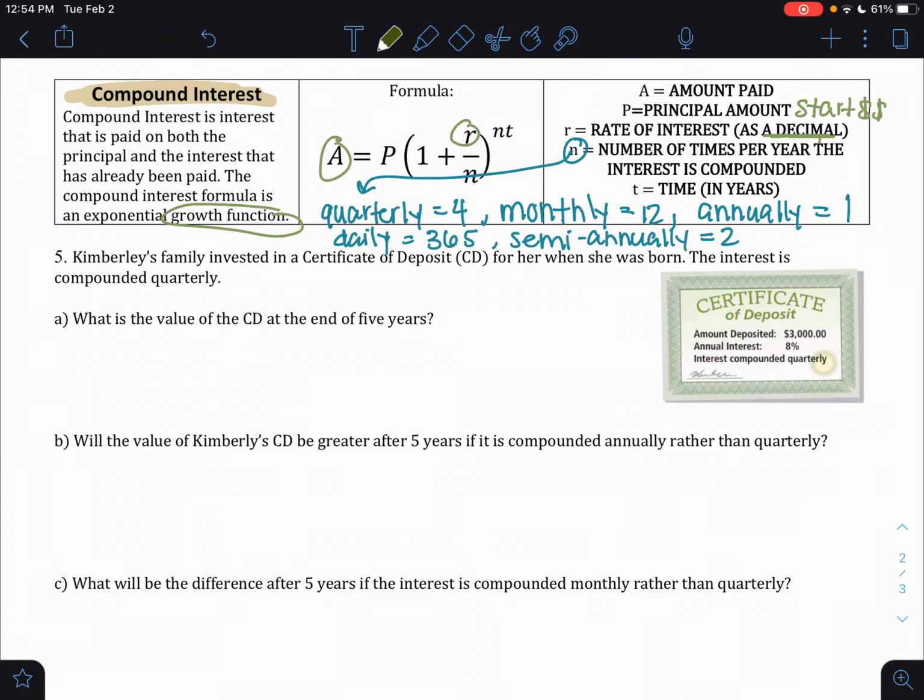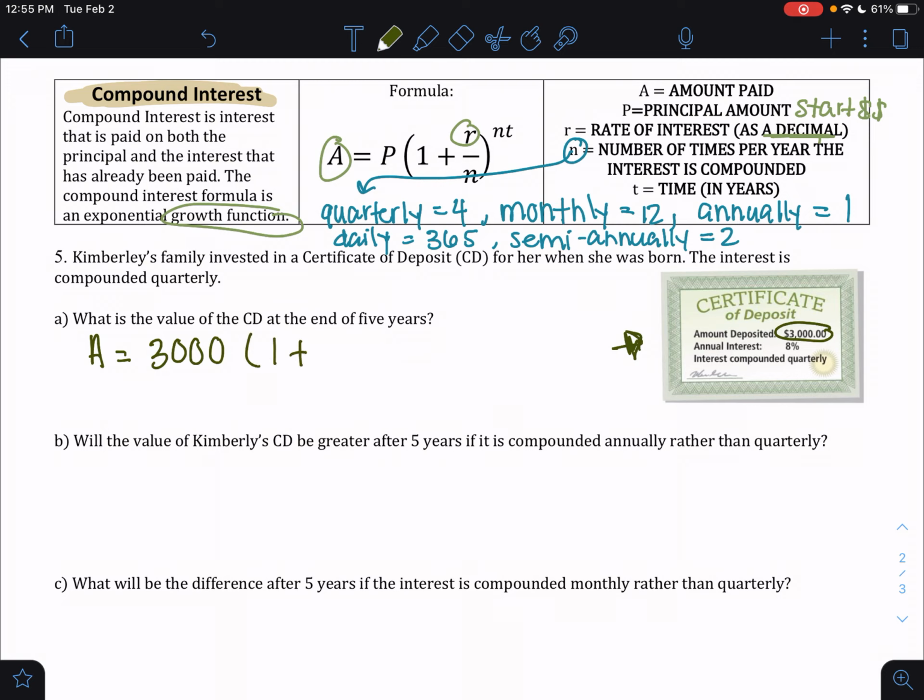So let's go on to our first word problem. Kimberly's family invested in a certificate of deposit for her when she was born, and the interest is compounded quarterly. What is the value of the CD at the end of 5 years? Let's start by creating our function. So A equals, we're trying to figure out the amount. The principal amount is the starting amount. And so if we look over here, the information that we need is in this certificate picture. The amount deposited right there is $3,000. So that's not the amount paid, but it's the amount that we start with. So that would be our P.